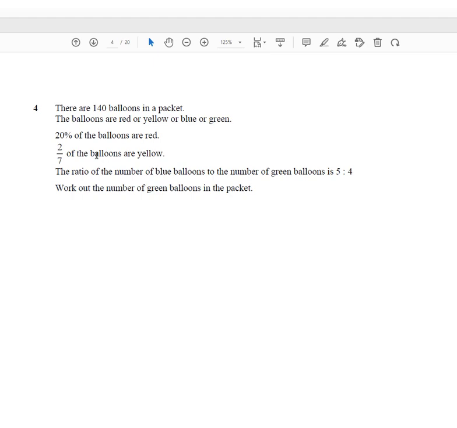Okay, so you've got your yellow balloons, you've got your red balloons, so you should be able to work out how many balloons left are either green or blue. And those need to be split in the ratio 5 to 4. So you can work out how many green balloons there are.